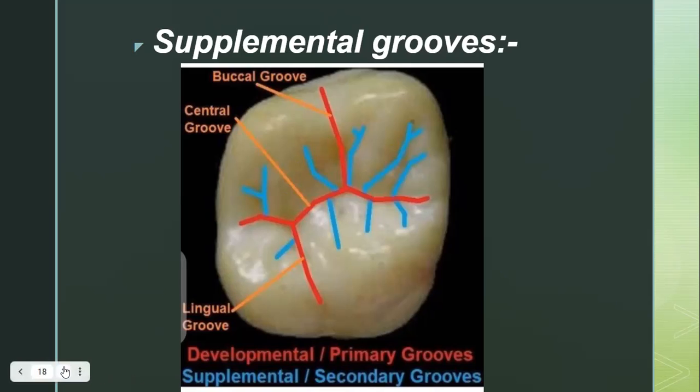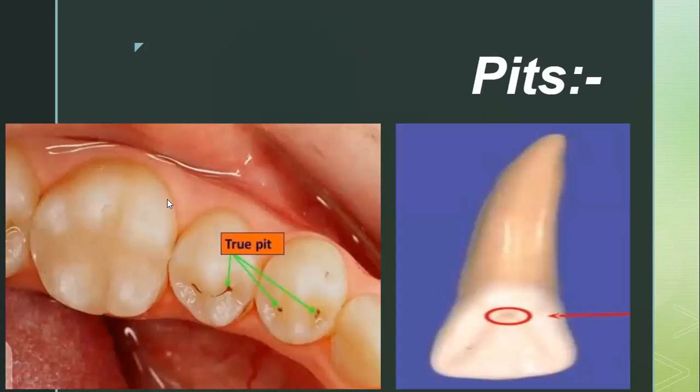Then next we have pit. That is a small pinpoint depression where developmental grooves join. Here we have a pit, as you can see, this is a pinpoint depression. Here we have marginal ridges. Here we have lingual fossa. Here we have a pit, a small pinpoint depression where developmental grooves are joining.